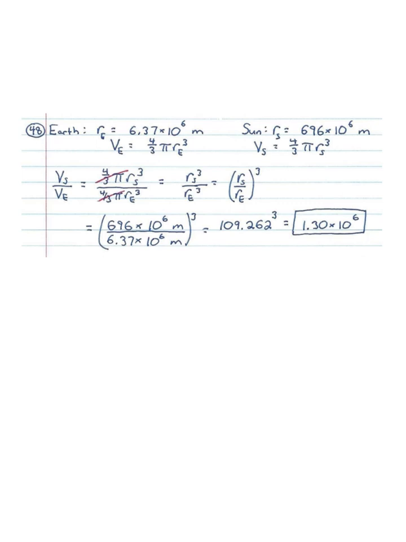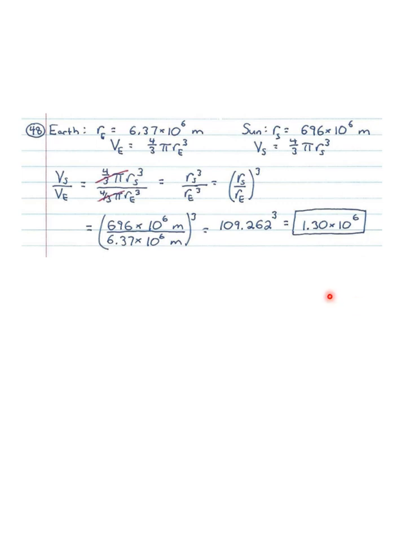Number 48 says roughly how many Earths would fit inside the sun. And what it's looking at is volume. Another way of asking this is how many times bigger is the volume of the sun than the volume of the Earth? And it's very similar to how the previous homework problem was asking about the size of an atom versus the size of a proton. Well, we need the sizes of these things.